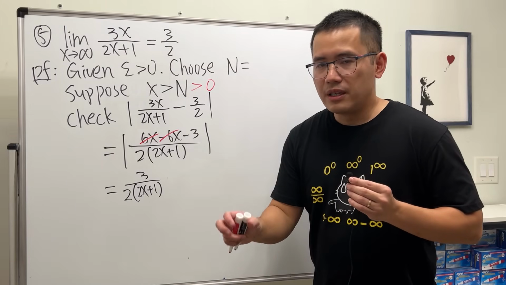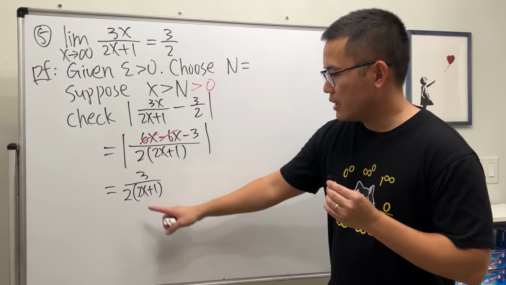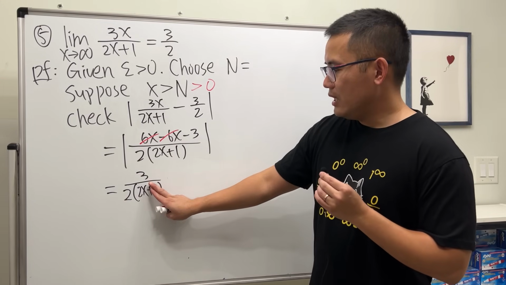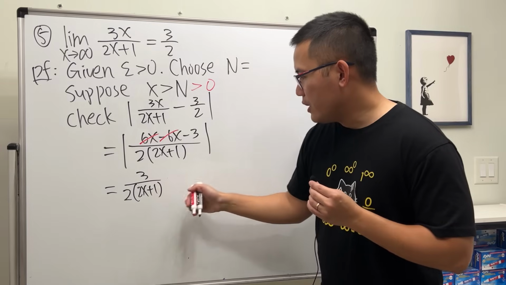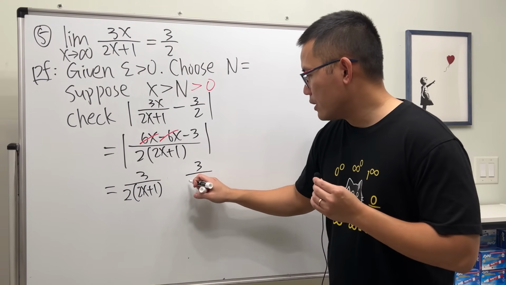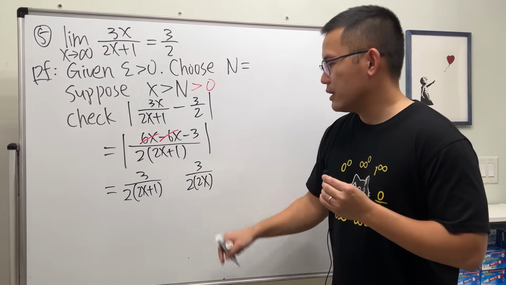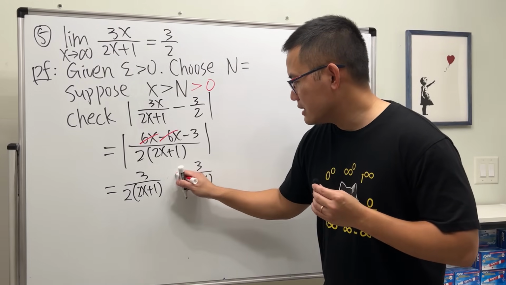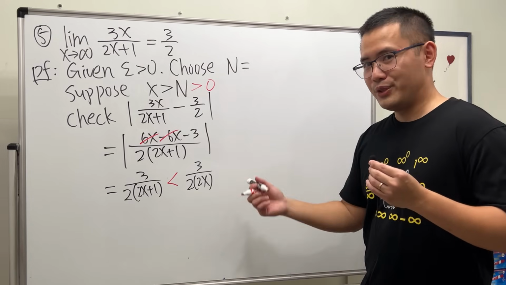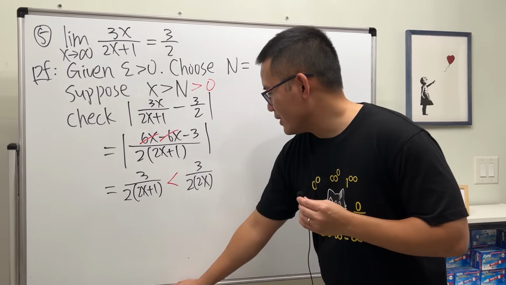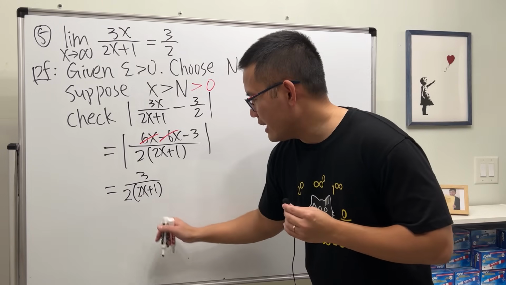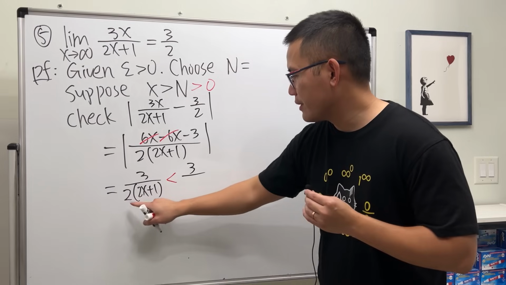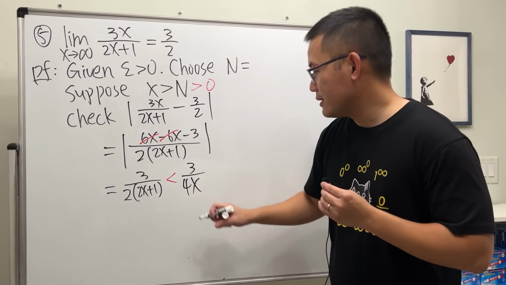The bigger the denominator, the smaller the whole fraction is. Here we have 2 times 2x plus 1. Let's ignore the plus 1. Compare this to 3 over 2 times 2x. Can we say something about this and that? Yes, we can say this is less than that. So we can just put down less than 3 over 2 times 2x, which is 4x, like so.